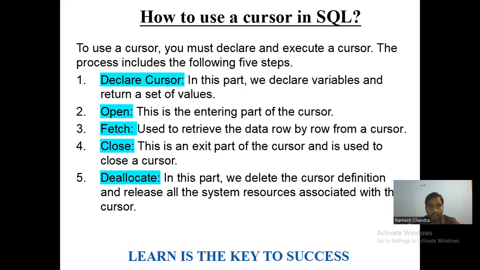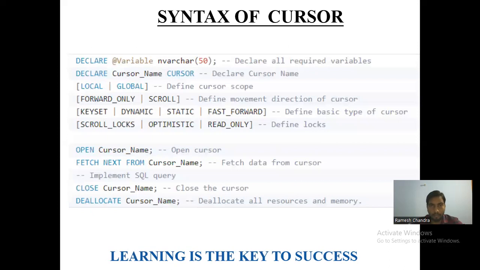Okay. And fourth is close. This is the exit part of the cursor and is used to close a cursor. Okay. And the last one is deallocate, the part where we delete the cursor definitions and release all the system resources allocated with the cursors. Okay. This is the complete syntax of a cursor, including 5 points: declare, open, fetch, close, and deallocate.